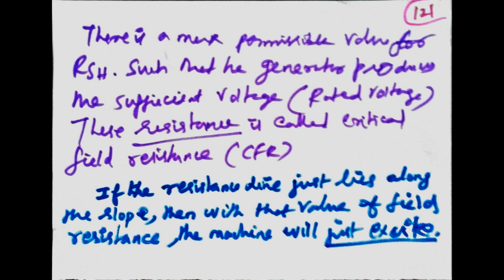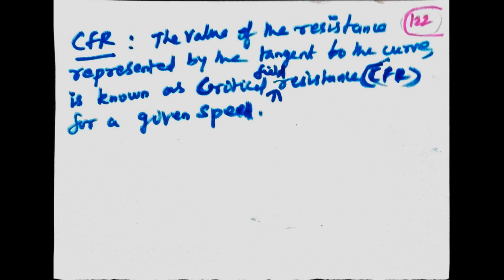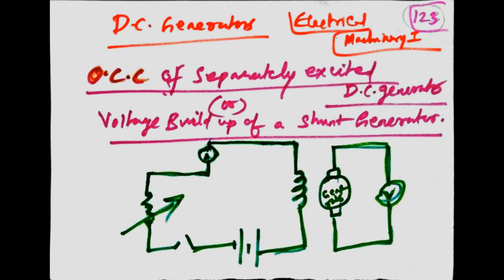Say RC. If the resistance line just lies along the slope, then with that value of field resistance the machine will just excite. This is RC, the critical field resistance. The value of the resistance represented by the tangent to the curve is known as the critical field resistance for a given speed. DC generator, electrical machinery 1.